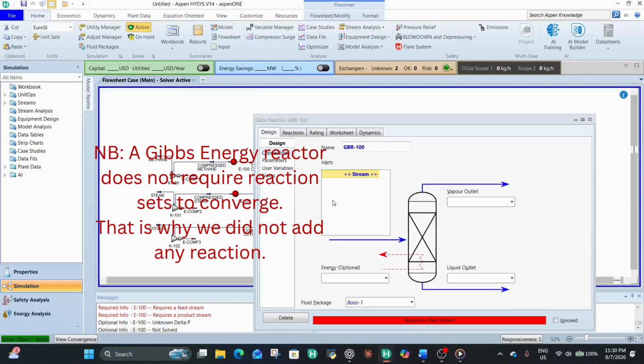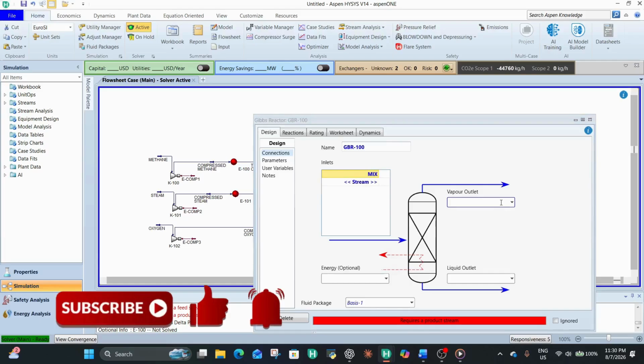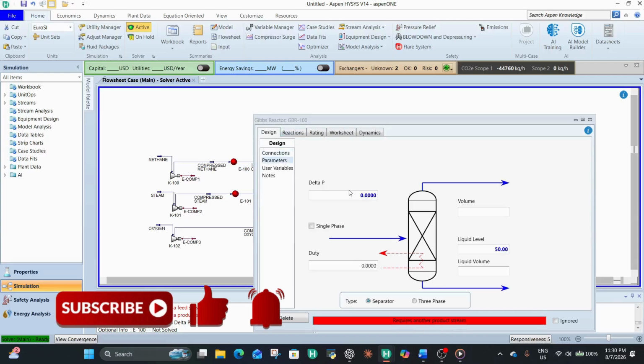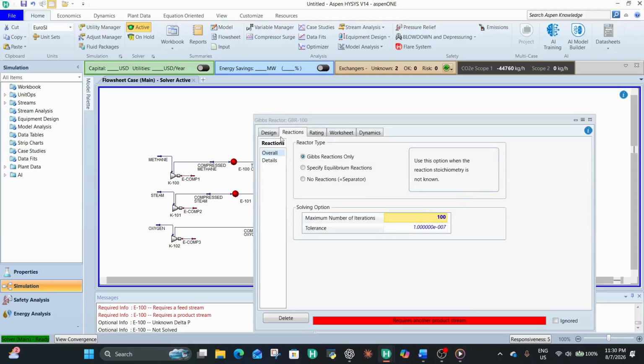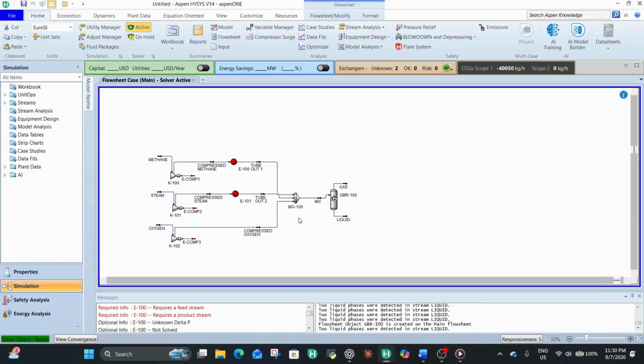So, our Gibbs energy reactor, Mr. Gibbsy, just going to call this gas, and let's come over here, specify a pressure drop of 2 bar, and bottoms, let's just call this liquid, and voila. So, let's see what we have here.